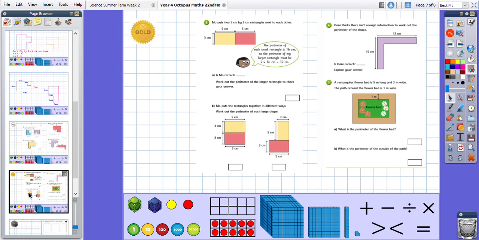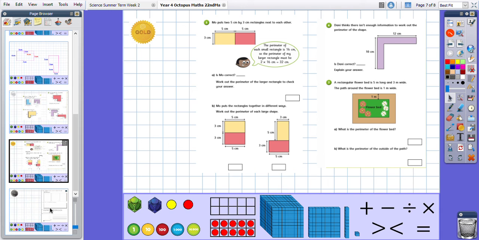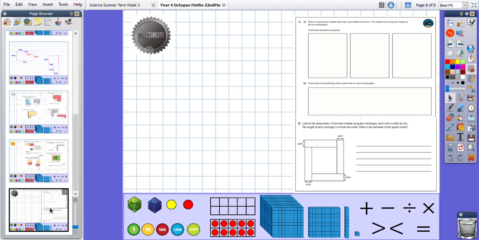And for gold, it's asking you to do some reasoning and problem solving. Okay, so again, there are some missing numbers and you need to think about what information you need, particularly in question 6. Do you have enough information to be able to work out the perimeter of this shape? Okay, and finally, for platinum, you are drawing some shapes with the correct perimeter. Okay, tell me what the lengths are of each side.